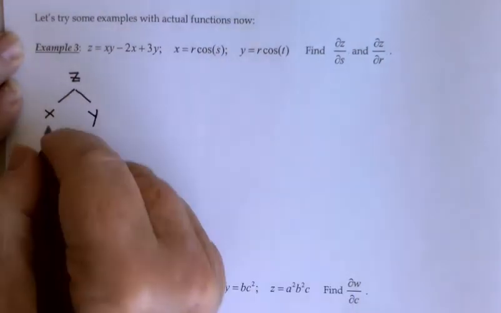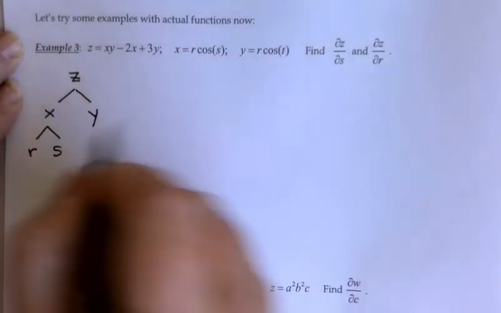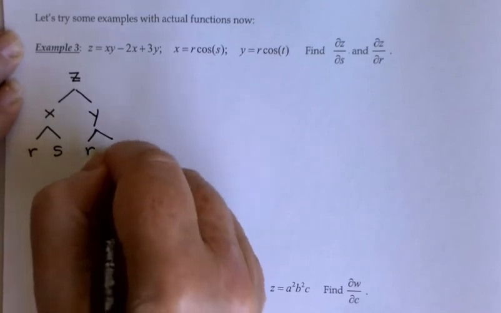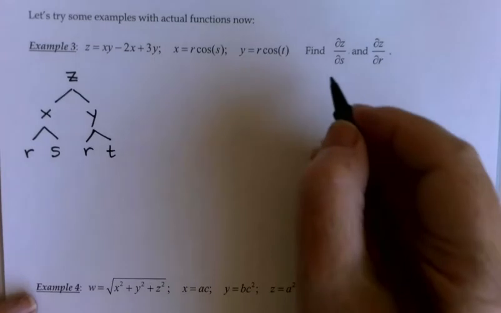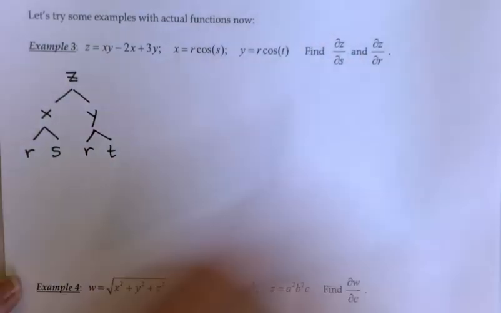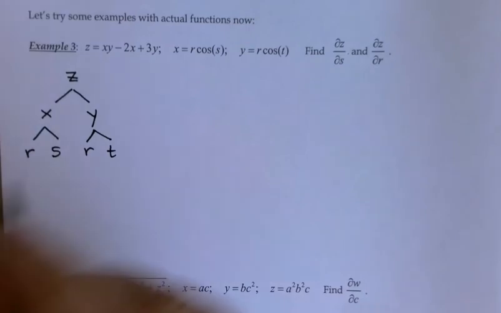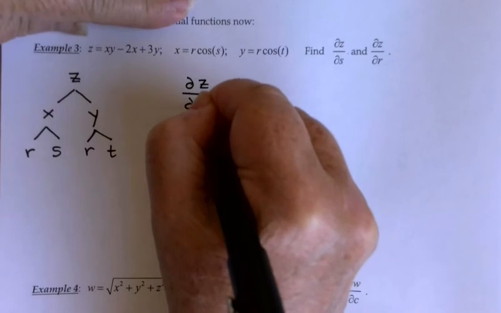X depends on r and s. Y depends on r and t. We are asked to find the partial of z with respect to s, and then the partial of z with respect to r. So let's start with the partial of z with respect to s.